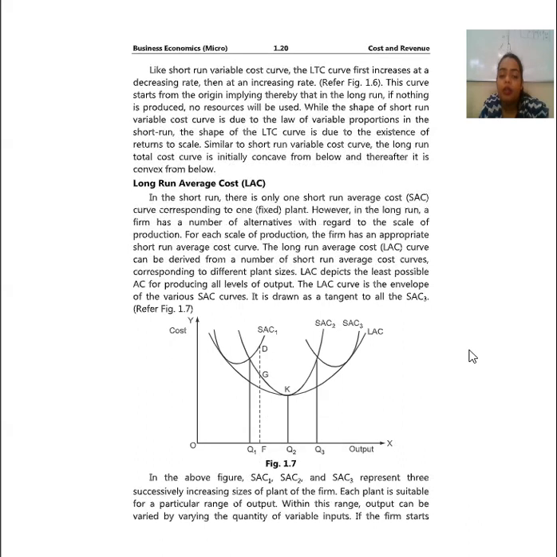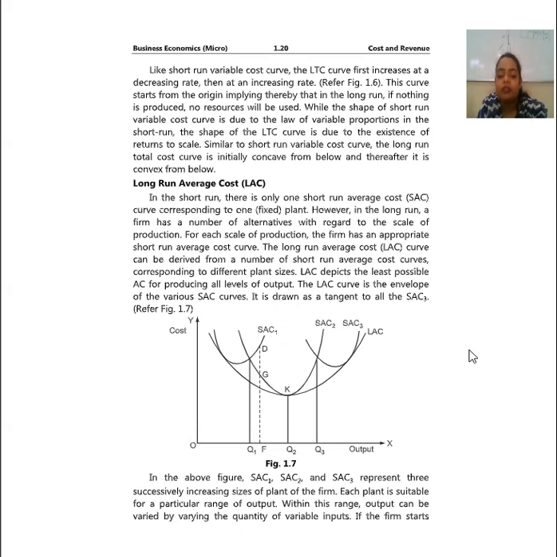Then next, long run average cost. In the short run there is only one short run average cost, SAC curve, corresponding to one fixed plant. However, in the long run, a firm has a number of alternatives with regard to the scale of production. For each scale of production, the firm has an appropriate short run average cost curve. The long run average cost curve can be derived from a number of short run average cost curves corresponding to different plant sizes. The LAC depicts the least possible AC for producing all levels of output.